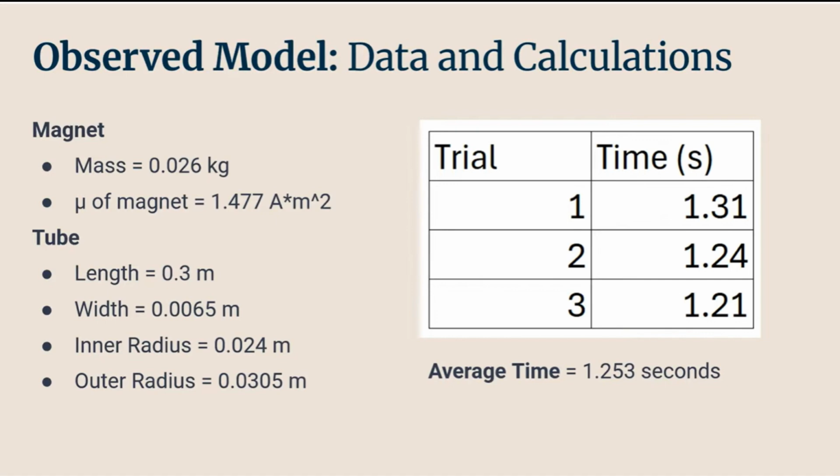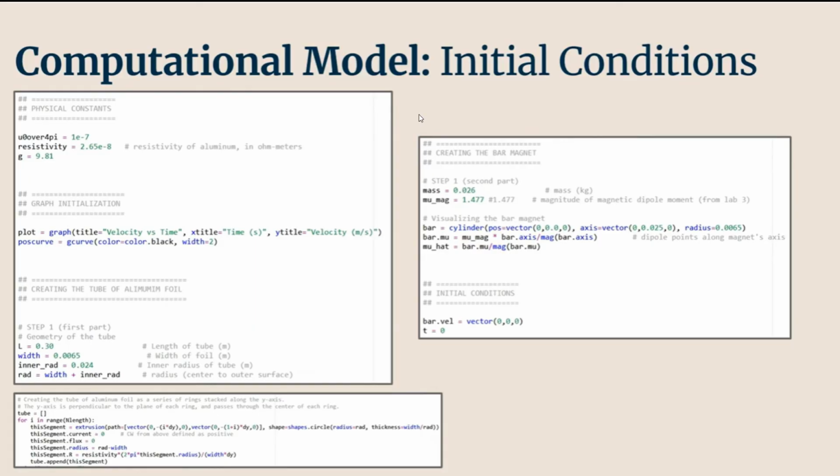Mass of the magnet equals 0.026 kilograms. Mu of the magnet was 1.477 amps. So you can see from our trials the different values we got. You have the tube, our length, width, inner radius, and height. We got all this measurement, and our average time from the trials.